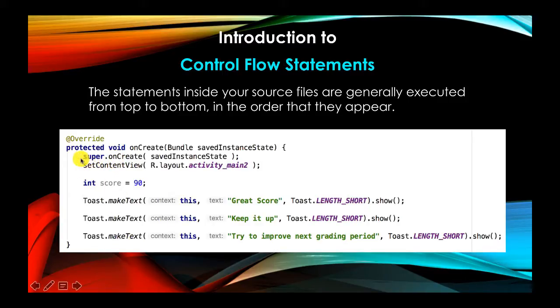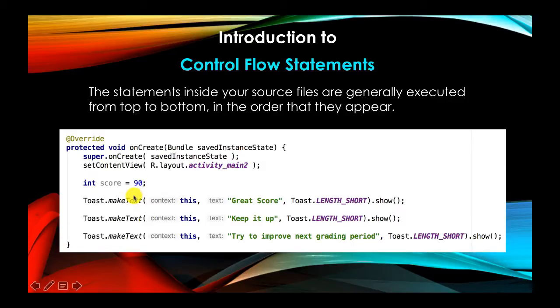This is basic code, including this setContentView. So we take these 4 lines here: this int score equals 90, then you have 3 toast messages. These are executed from top to bottom. However, you do not see this int score equals 90 because this is an assignment and it happens in the background. What you see are these toast messages on your screen. However, these are all executed in the sequence of top to bottom.